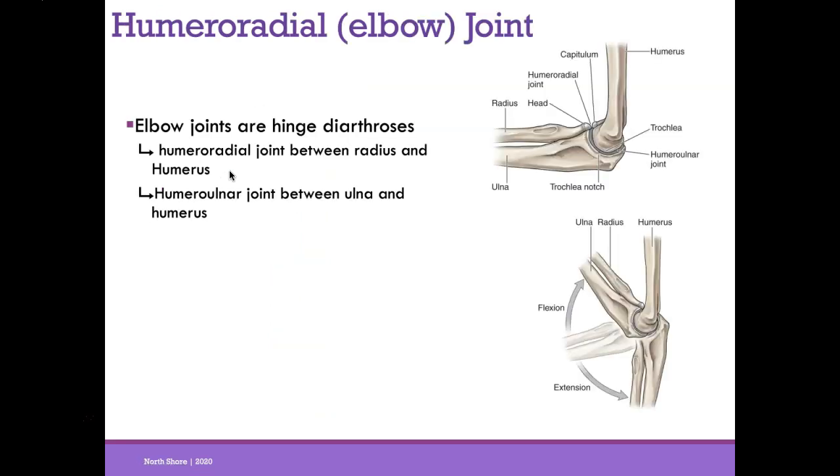So here we have an up-close view of the humeroradial joint and the humeroulnar joint, which make up the elbow. So the elbow joints are hinge diarthroses, right? They help with flexion and extension. Right, so the humeroradial joint is between the radius and the humerus, and the humeroulnar joint is between the ulna and the humerus.